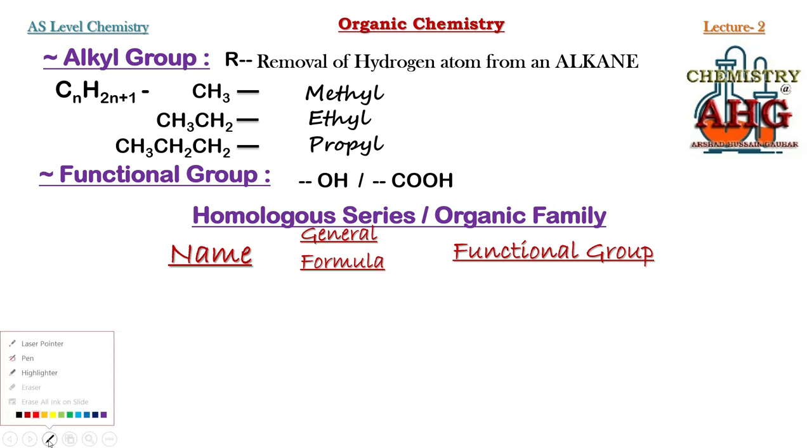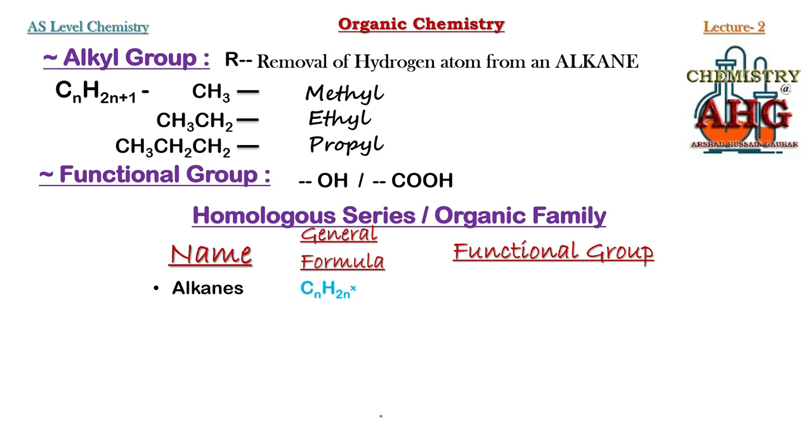Remember, we will start with the simplest homologous series that we study in organic chemistry. It is alkanes. So the first homologous series, organic family, in your syllabus is alkanes. What is the general formula of alkane? Most of you must know that very well. The general formula of alkane is CnH2n+2.